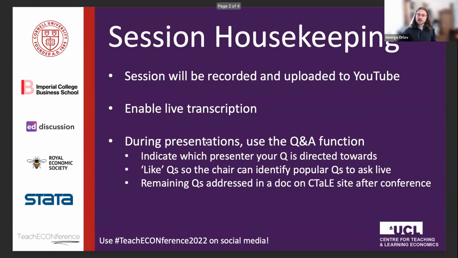Okay. At this stage, I would like to invite Ray to present the paper, The Right Tool for the Job: Matching Active Learning Techniques to Learning Objectives. We're going to take a couple of questions after that presentation and then go to the next presenter.